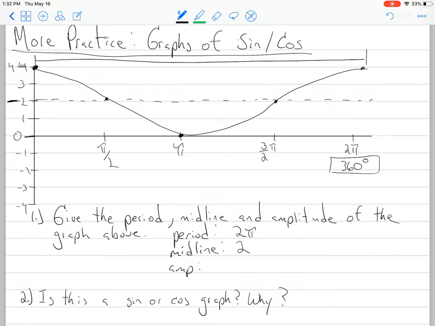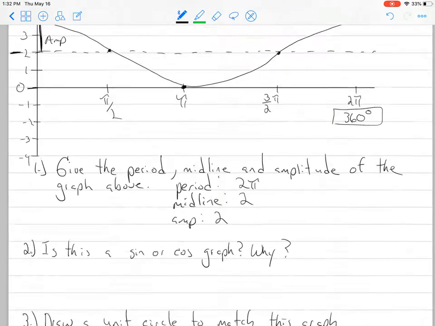So what is my amplitude? My amplitude is from the midline to the highest point. Right here is my amp. And in this case, my amplitude is from 2 to 4, so my amplitude is also 2. All right, so hopefully you got that down.